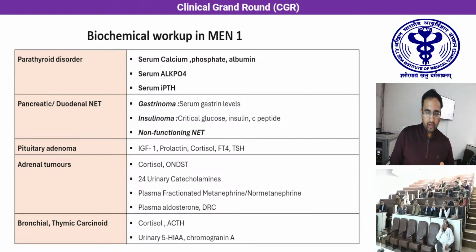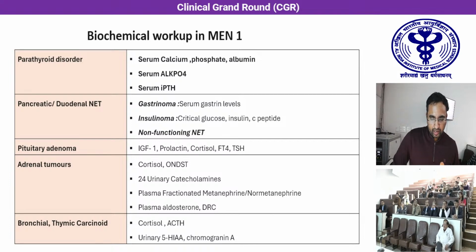Coming to the biochemical workup in MEN 1 tumors, for parathyroid, we do serum calcium, phosphate, albumin with measurement of alkaline phosphatase and intact PTH. For pancreatic and duodenal neuroendocrine tumor, for screening of gastrinoma, we do serum gastrin level, or if required, provocation testing. For insulinoma, we do the assessment during hypoglycemia with critical blood glucose level of less than 54 milligram per deciliter and document hyperinsulinemic hypoglycemia. For non-functioning tumors, we do various imaging workup.